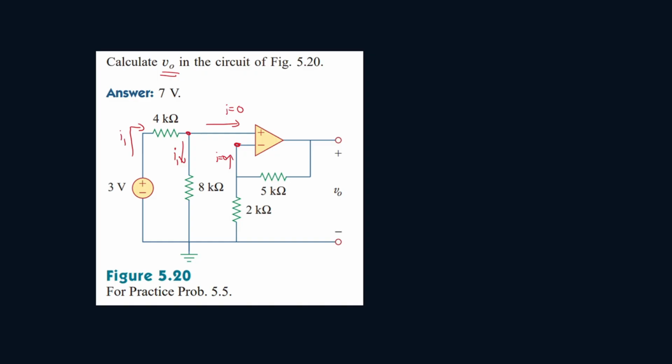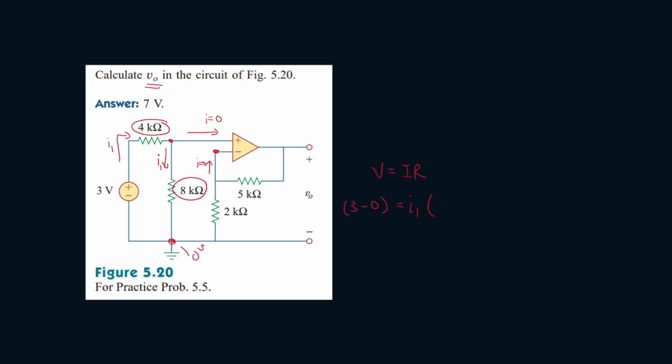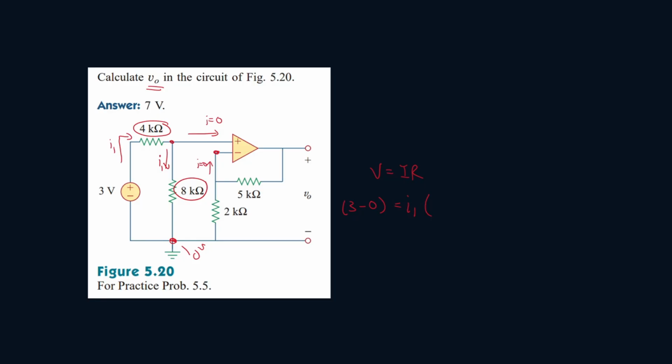Okay, because we know V is equal to IR, so the voltage is 3 volts. I is just I1, and the resistance will pretty much be these two combined. Since this is connected to the ground node, our voltage is pretty much just 3 minus 0 because this is 0 volts here. So R will be 4,000 plus 8,000 ohms.